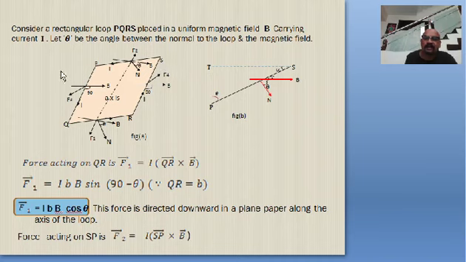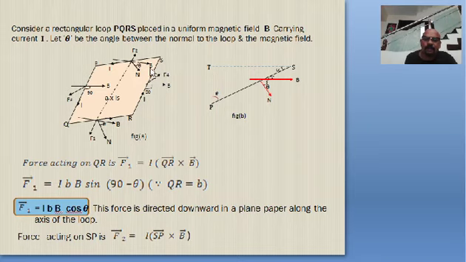The direction of length, I have told you, should be the direction of the current. So therefore SP. What is the angle between SP and B in this case? It will be 90. This normal and SP make an angle of 90 degrees, and there is an angle theta between N and B.